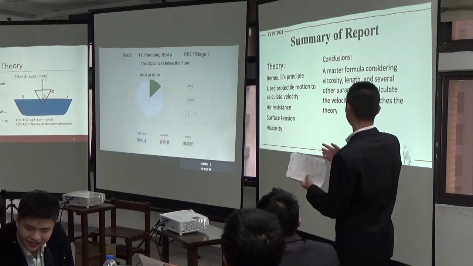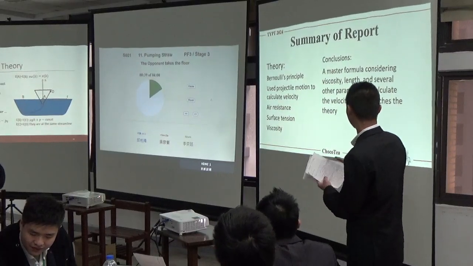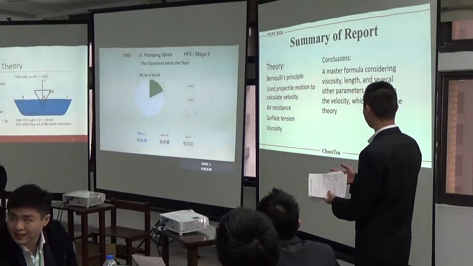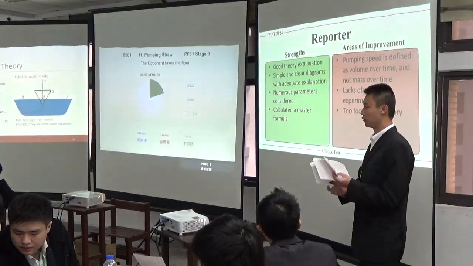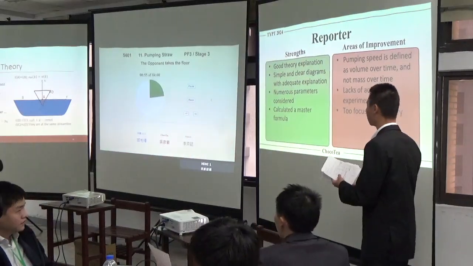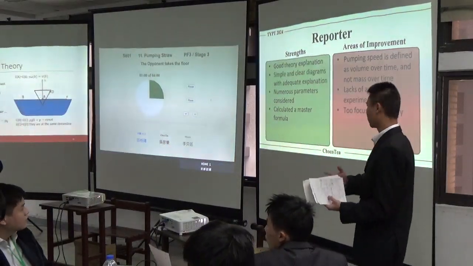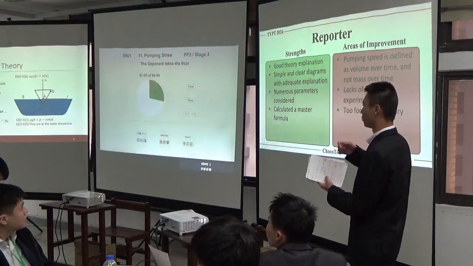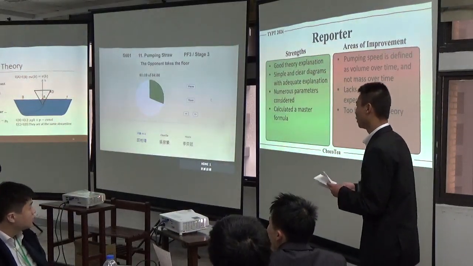And the conclusion is a master formula considering viscosity, length, and several other parameters to calculate the exit velocity of the droplet, which matches in theory. So here are some strengths and areas of improvement of the reporter. The reporter has a good theory explanation, and he also has some simple and clear diagrams with adequate explanation through his presentation. And he has considered numerous parameters such as air resistance and viscosity, and he calculated a master formula.